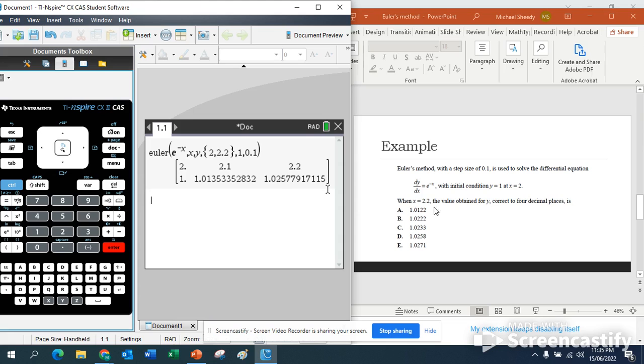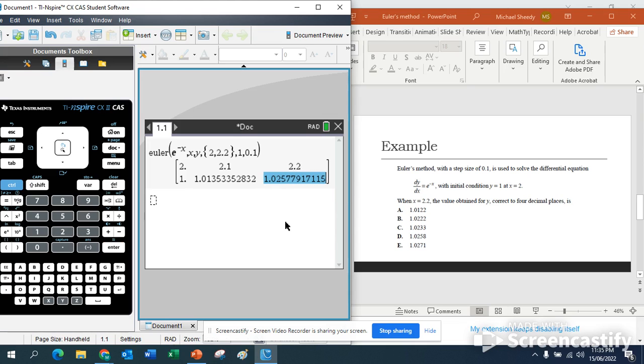Reading the question again, it says when x is 2.2, the value of y is. Looking at the matrix here, we can locate the value of x equals 2.2, and below that is the corresponding value of y. So to 4 decimal places, that would be 1.0258, which when we look at the options here, that would be the answer D, 1.0258.